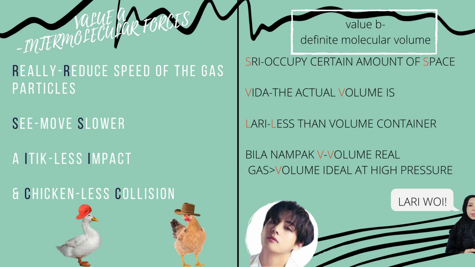So we have for the value V, Sri Vida lari bila nampak V. Sri occupies certain amount of space. Vida the actual volume is. Lari less than volume container. Bila nampak V, volume real gas is greater than volume ideal at high pressure.